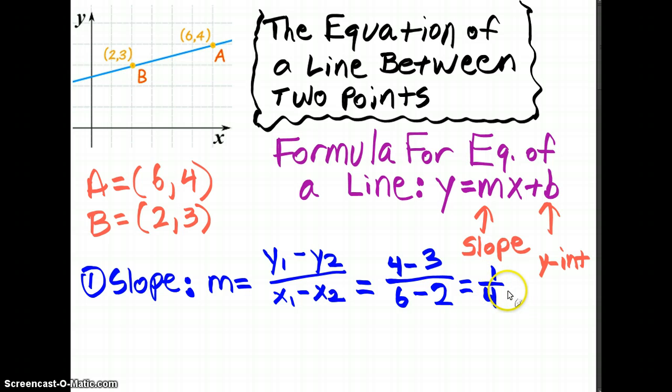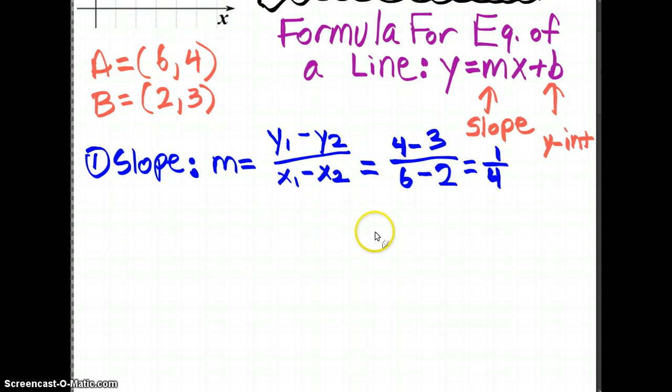Notice also that slopes do not contain any kind of unit. That is very, very important for us to remember. Now, once you find your slope, we're going to go back up to the idea of using our formula and rewriting it.